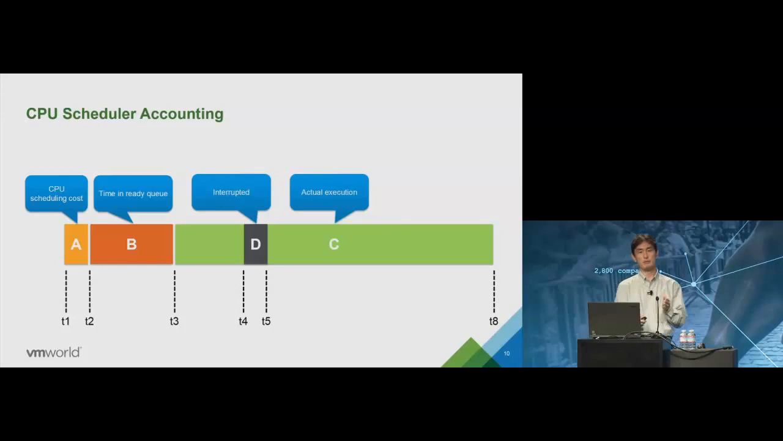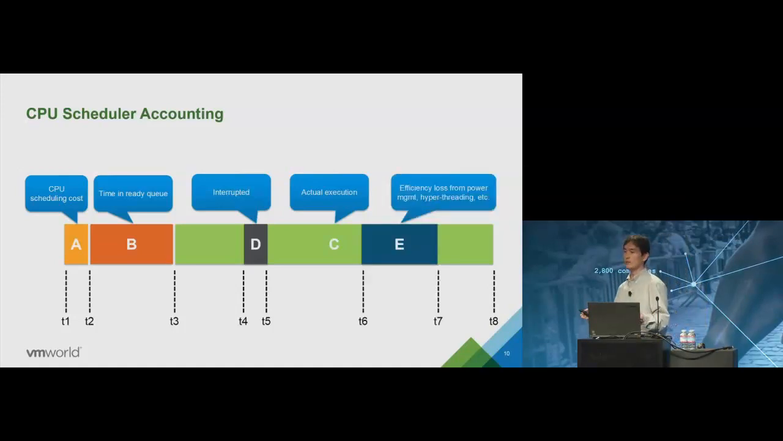Let's say at time T4, an interrupt happens to the particular vCPU that was running. Then the vCPU has to stop, and the VM kernel has to service the interrupt. So D stands for interrupted time. During that time, the vCPU cannot make progress.